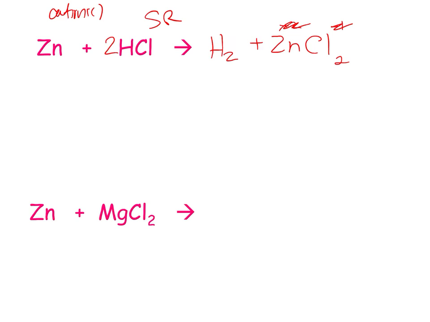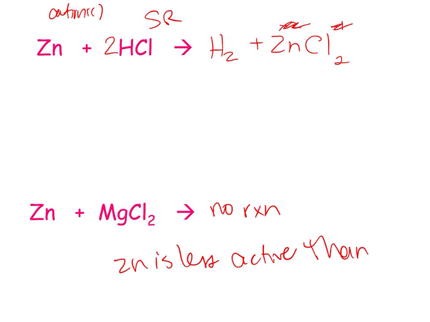Okay. Zinc and magnesium chloride. So we've got zinc. Zinc, is it higher than magnesium? No, it is not. So you say no reaction because zinc is less active than magnesium. Don't write anything else. Just say no reaction. By the way, reaction can be abbreviated RXN. I don't know if I've mentioned that yet.